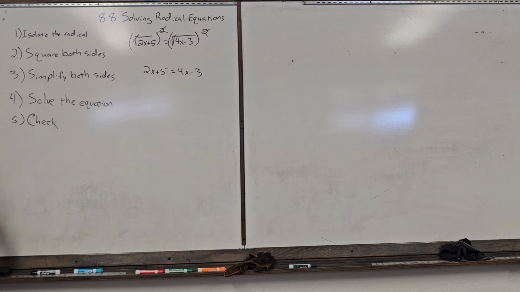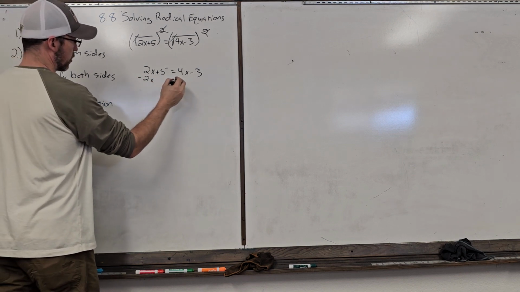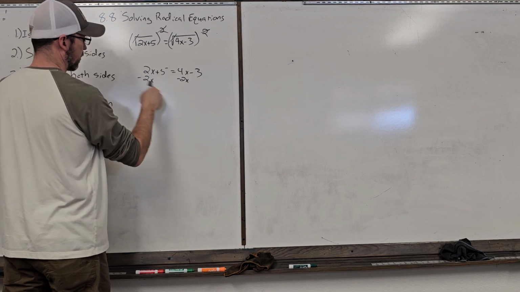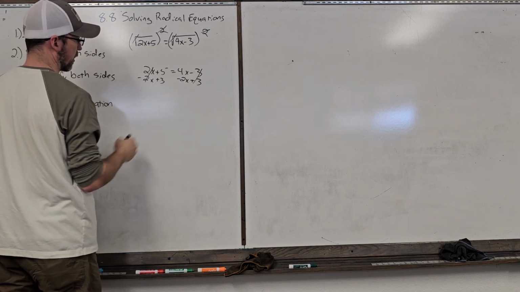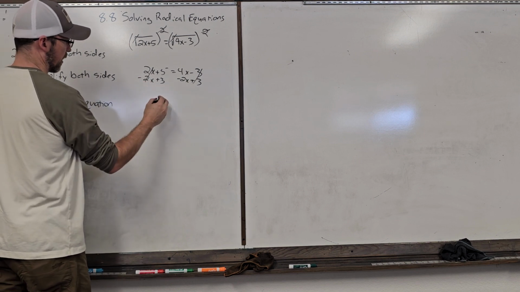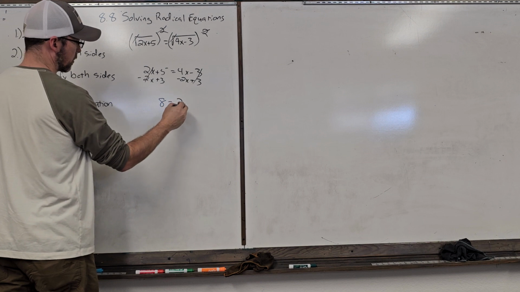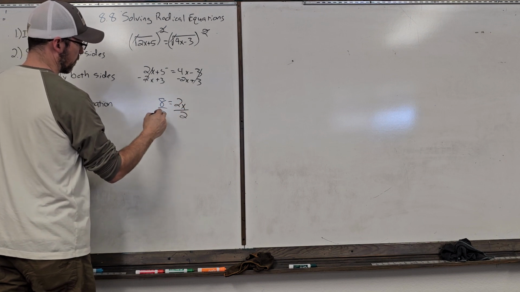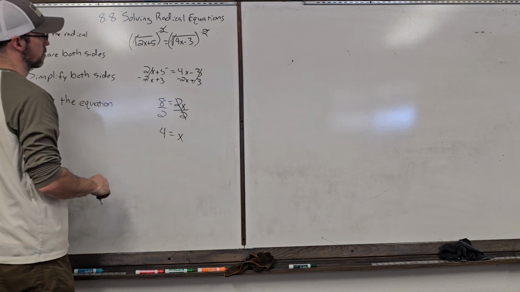Now I need to solve the equation. I want to keep my x positive, so I'm going to subtract 2x from both sides, and then I'm going to add 3 over to the other side. Those cancel, those cancel. 5 plus 3 is 8. 4x minus 2x is 2x. Divide by 2, and I get 4 equals x.